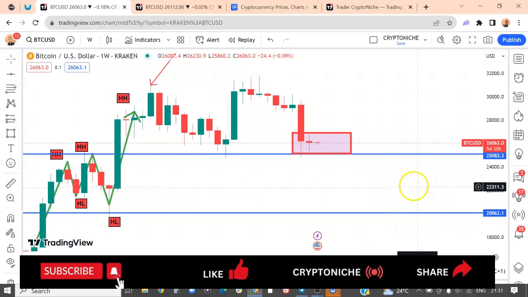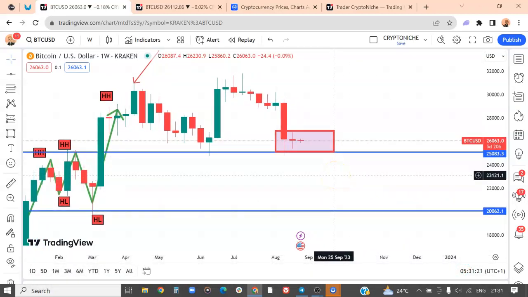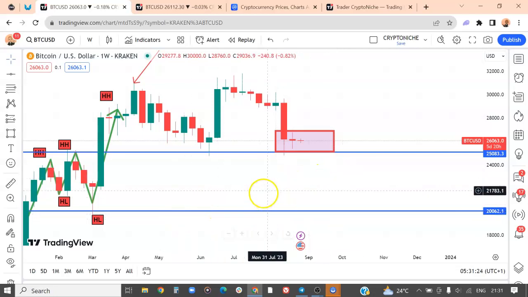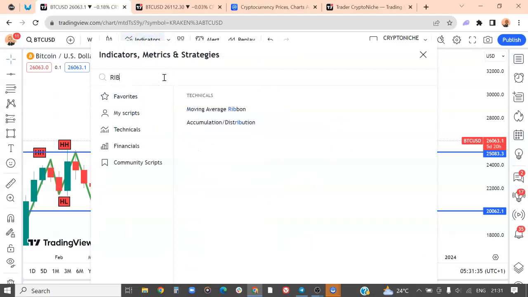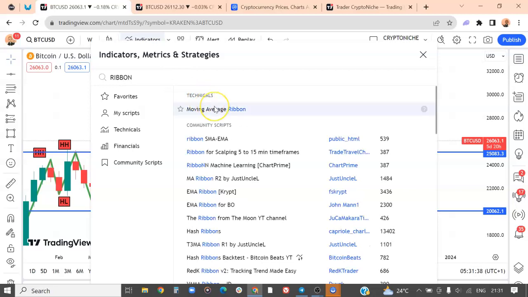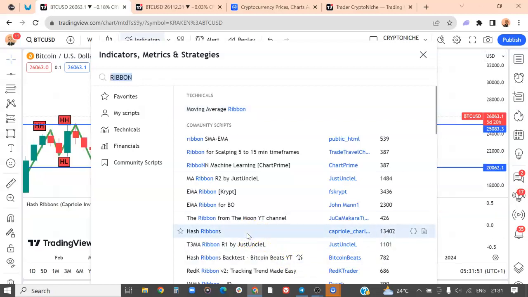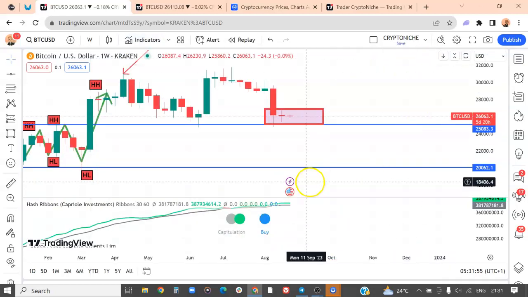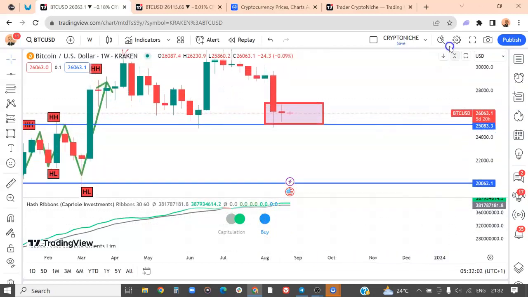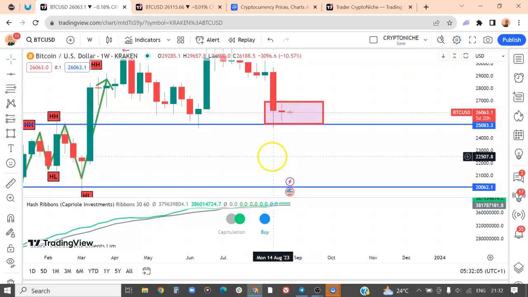Another possibility is a leg down to this point. Otherwise, I remain bullish about Bitcoin. If you go here, you click on indicators and look for the ribbon. Click here, and we're going to apply that to our charts. Then you can see that we have actually entered the buy zone, right here.